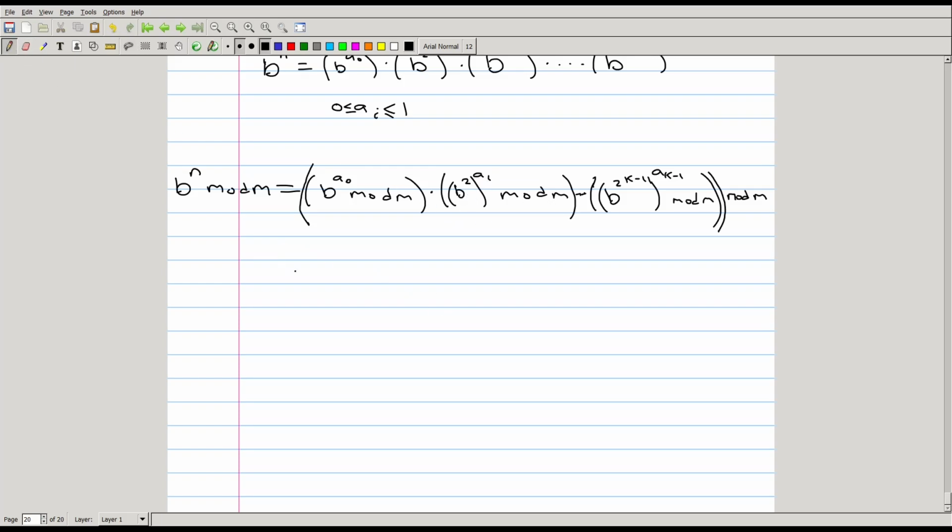So the algorithm quickly goes through and computes b mod m, b squared mod m, b to the 2 to the 2, which is b to the 4 mod m, and so on and so forth, all the way up to b to the power 2 to the k minus 1 mod m. And with these values, you can directly go through, very easily multiply them, and then get the modulus of the result.